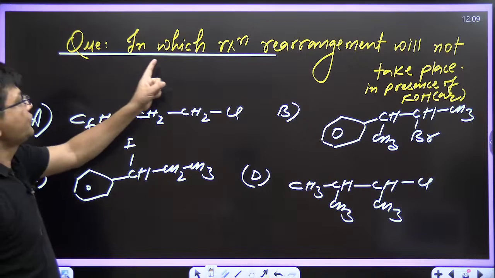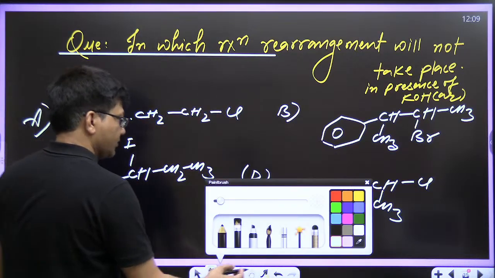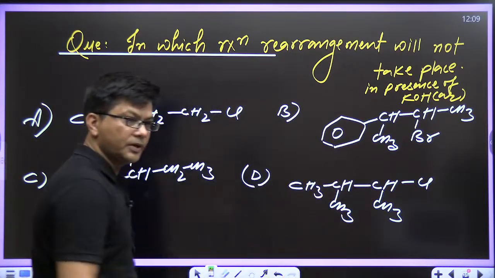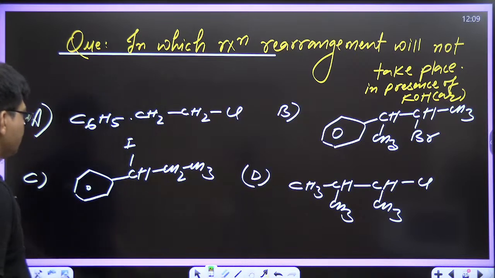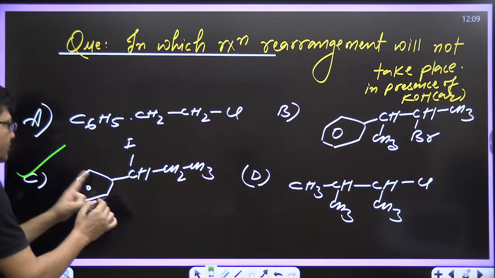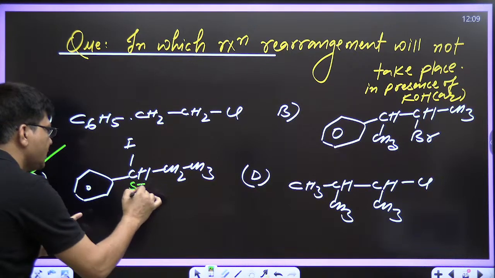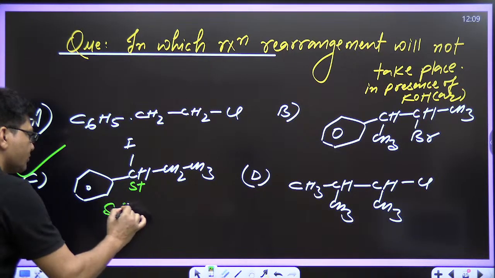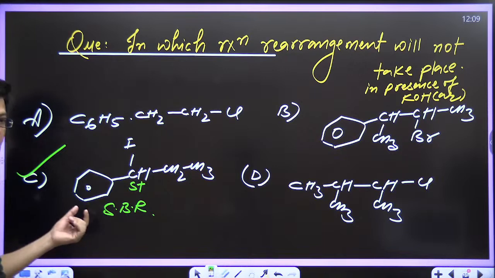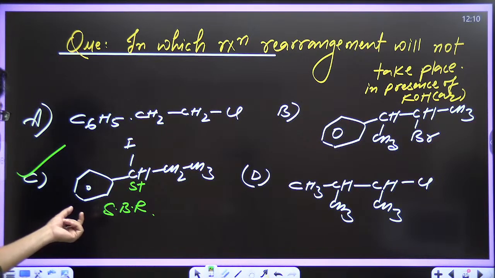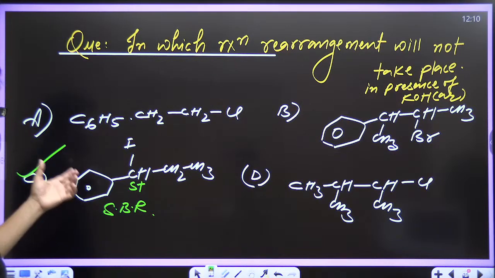So, in which reaction rearrangement will not take place? Definitely the answer is going to be this one, because in this the carbocation is already resonance stabilized. So in this reaction, no rearrangement. Very good, Vedha Janani, your answer is absolutely correct. C is the correct answer.